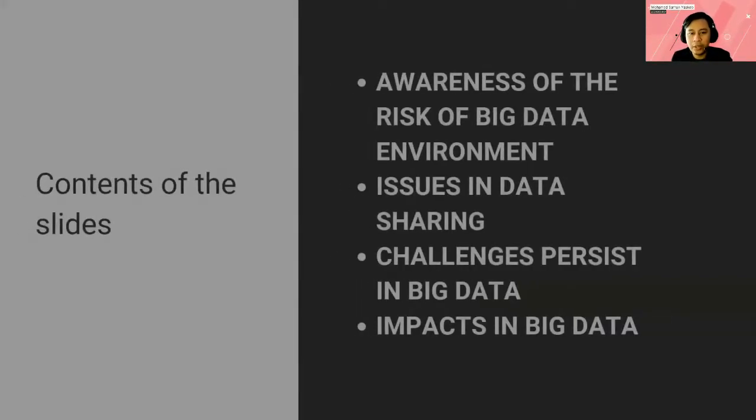Table of contents. In the first topic, we would like to discuss awareness of the risk of big data environment, and then issues in big data sharing, then challenges that persist in big data, and lastly, impact in big data.